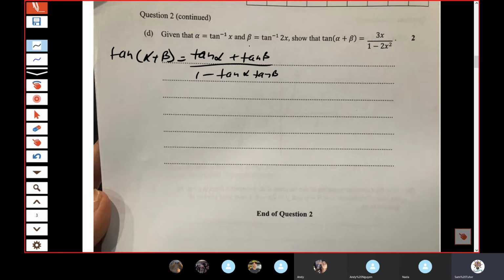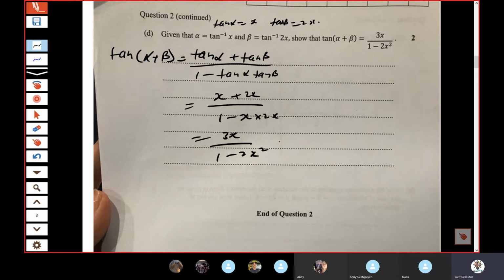Done? All right, then I'll start. Tan alpha is x, tan beta is 2x. Tan of alpha plus beta is just x plus 2x on 1 minus x times 2x. That was an easy one, actually. You knew the formula. Any questions?